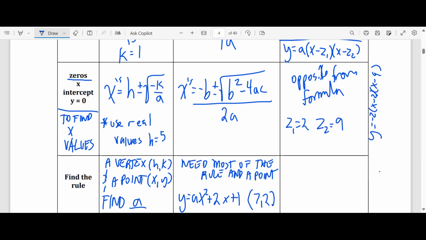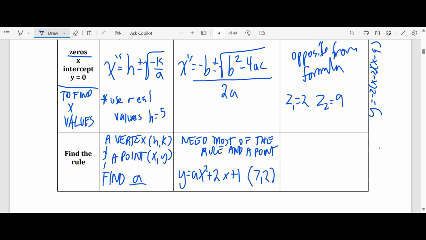And then last but not least, find the rule. You need both zeros and a point to find A. I guess that was easy enough to do. So that is basically the big board in a nutshell.